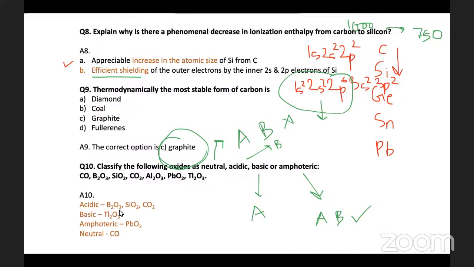Now the acidic oxides are B2O3, SiO2 and CO2 because all these react with base. The basic one is Tl2O3, which reacts with acids. The amphoteric one is PbO2, which reacts with both acids and bases. And carbon monoxide, that is CO, is neither affected by acid nor by base. That's why it is called a neutral oxide. So these are the major questions that we have to discuss in group 13 and 14 elements.